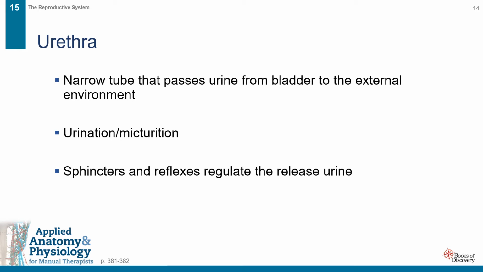The internal urethral sphincter, an involuntary smooth muscle ring under the control of the autonomic nervous system, is situated at the junction between the bladder and urethra. At the distal opening of the urethra, a circular arrangement of voluntary skeletal muscles forms the external urethral sphincter.